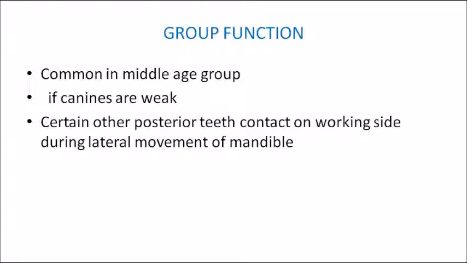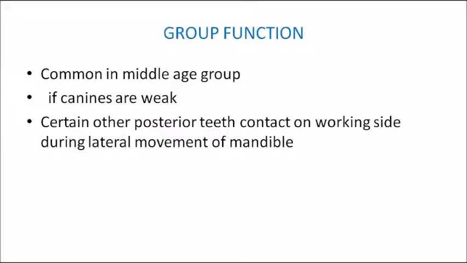Now, group function. Unlike what we have seen in canine guided occlusion, this is more common in the middle age group. As aging progresses, there is some wear and tear of the canines, and the canines will be weak. So in this type of occlusion, when the canines come into contact during lateral movement of the mandible, on the working side, in addition to the canines, there will be contact between certain posterior teeth as well. So that is the major difference from canine guided movement.